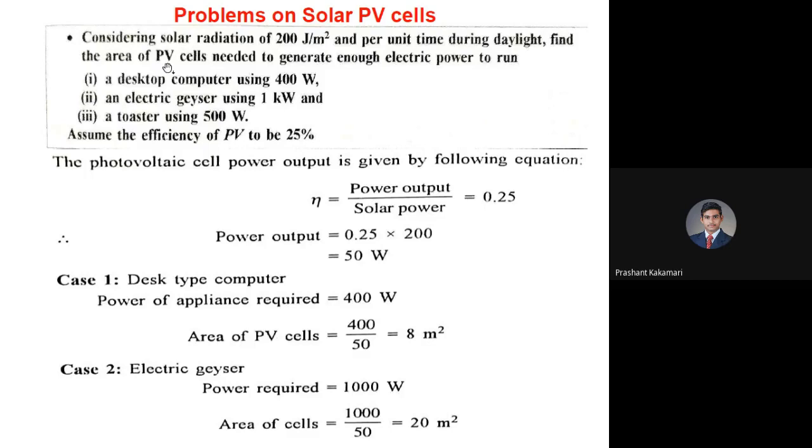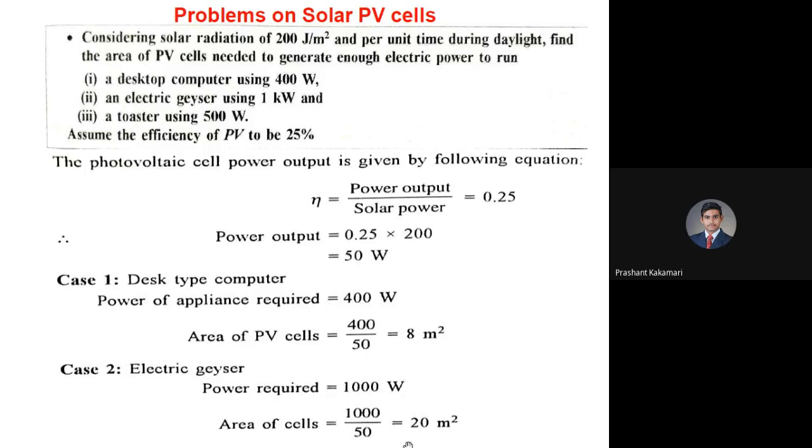They are not asking for the number of PV cells, because for the number of PV cells we should also know the area of each PV cell. So that is not asked here. They are asking only the area. So if it is required for cells, I need 8 meter square area, 4 by 2 or any type of size. It may be rectangle type or square.